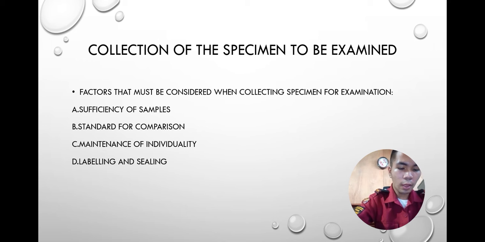The letter B is standard of comparison. When the evidence in question is located or stained with a foreign substance, a sample of such foreign substance must be submitted for analysis. For instance, if blood is found in the linoleum, a sample of the unstained linoleum must be submitted together with the stained portion.